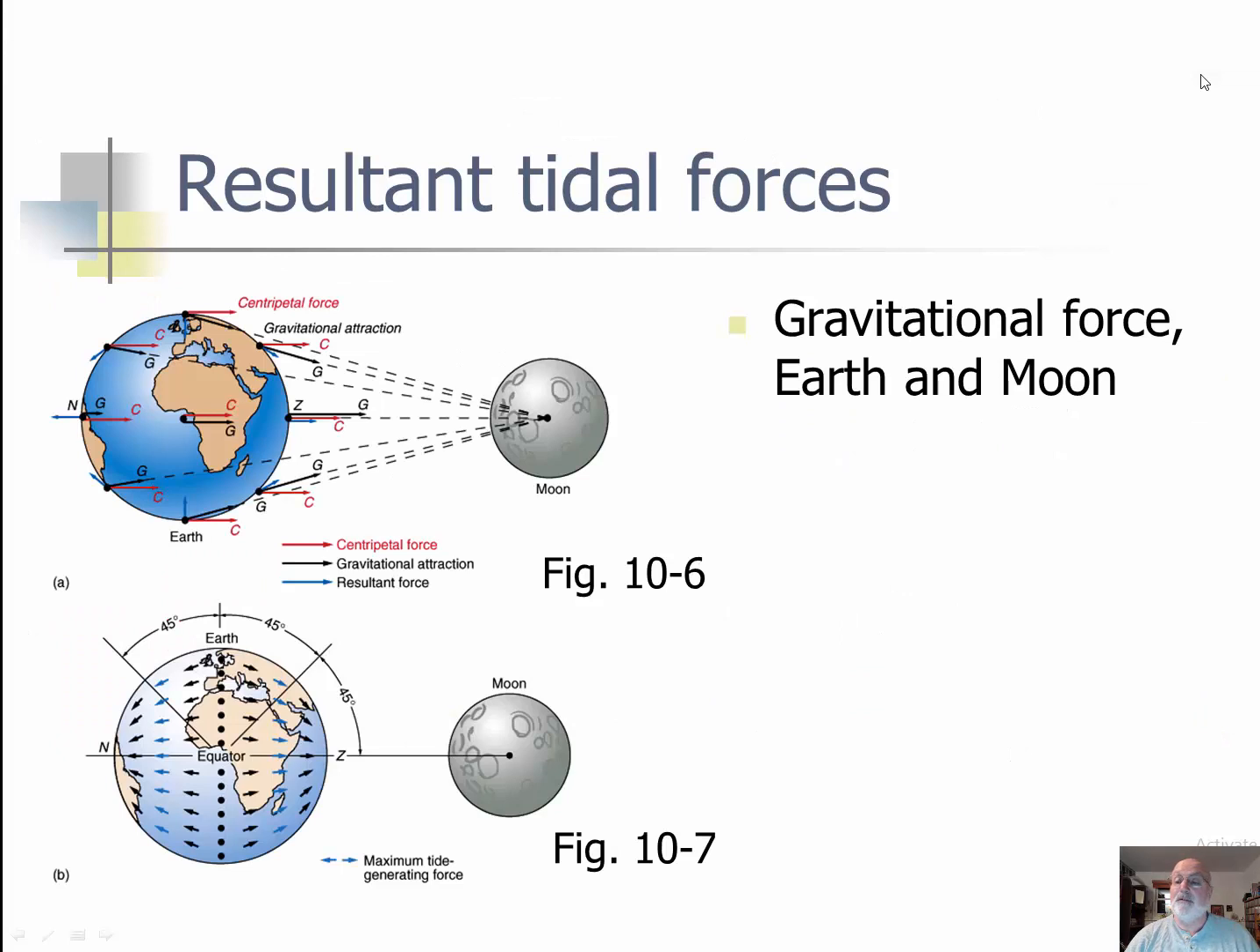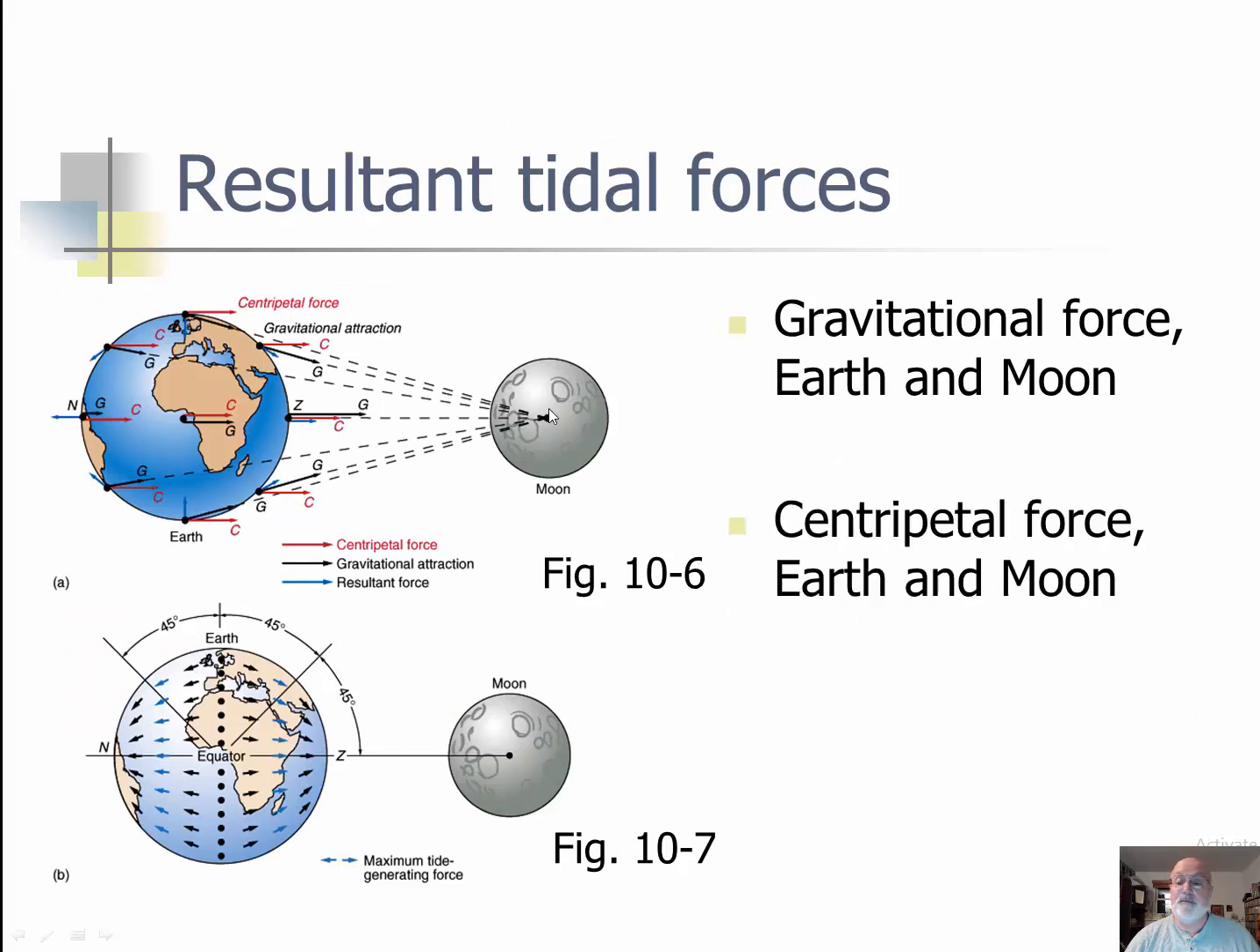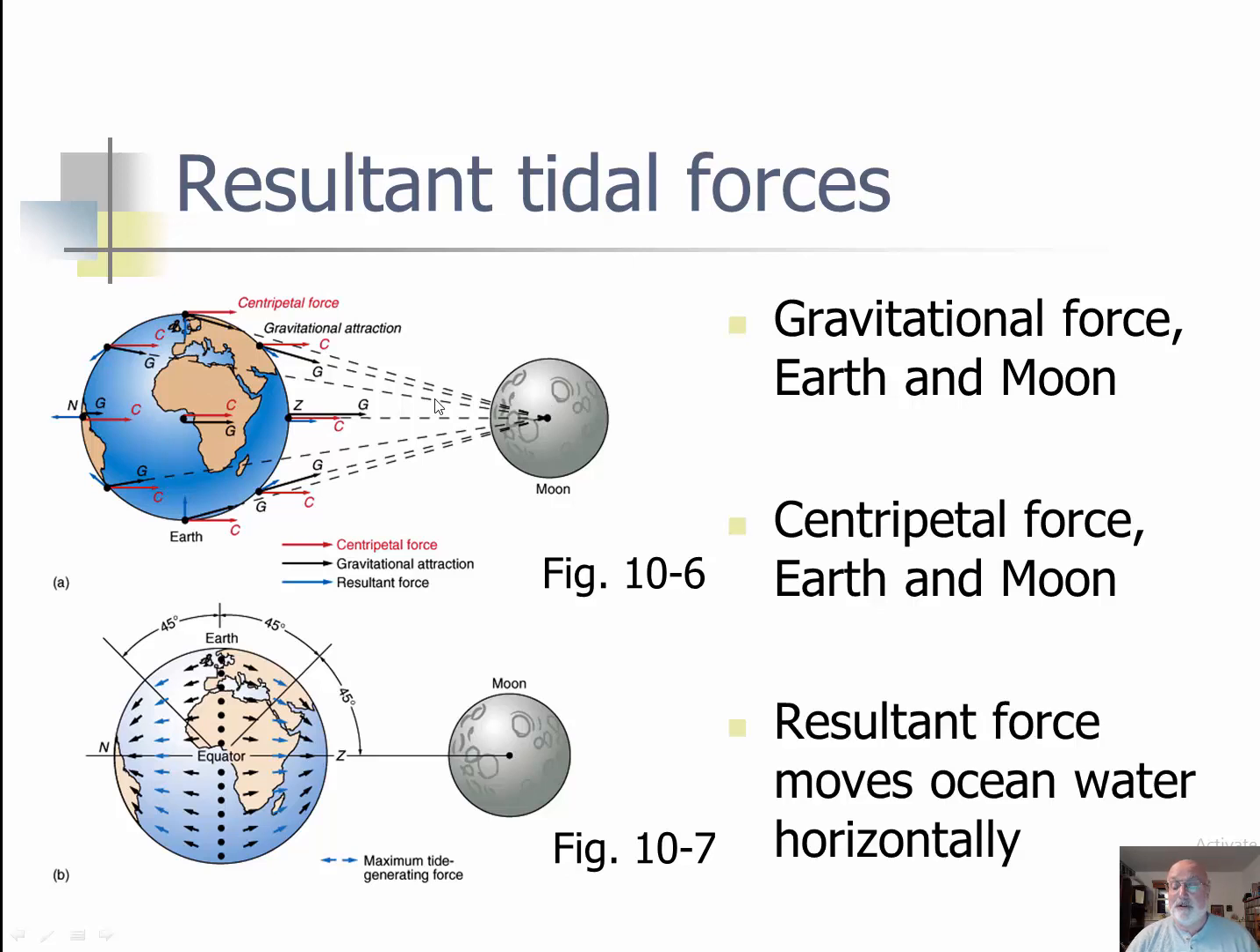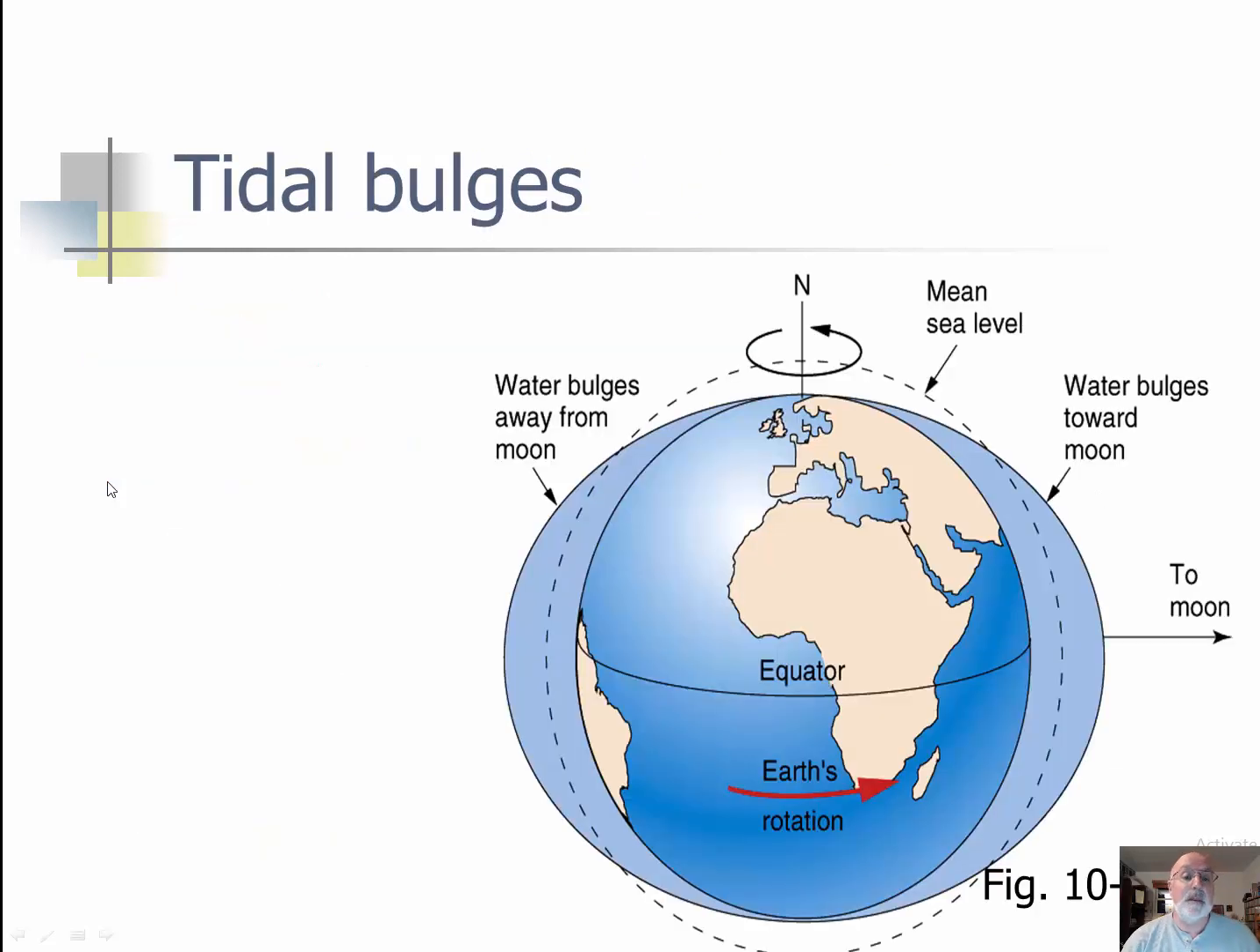Resultant tidal forces. We have gravitational force between the Earth and the Moon. We have centripetal force between the Earth and the Moon, and we have what's called the resultant, which is where the water goes. And the water actually goes towards the center line on one side, bulges out, and that's the high tide. It goes toward the center line on the other side, and the center line between the Earth, the Sun, and the Moon. So we actually get a tidal bulge on the opposite side as well.